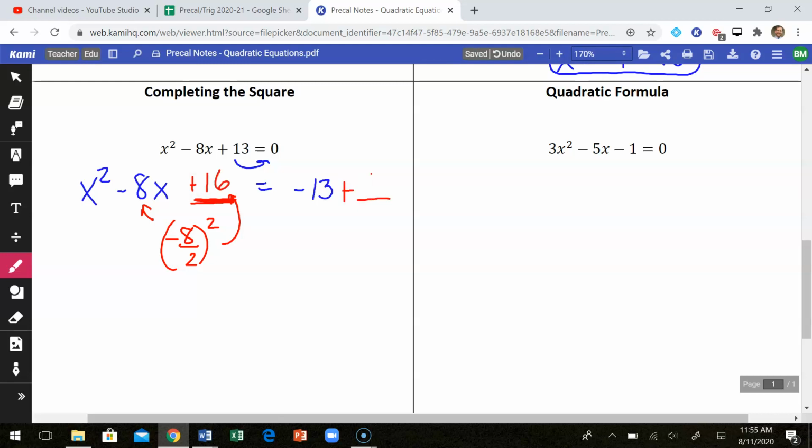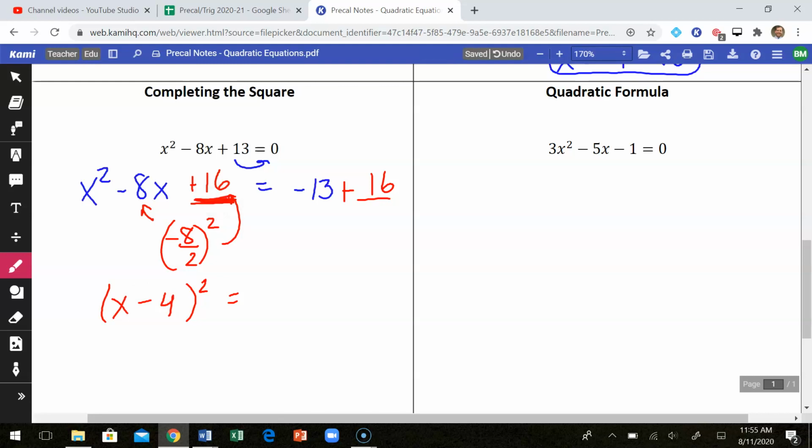Now I also need to add that to the right side of the equation so that I'm not changing the value. I'm going to add the same thing to both sides. The reason you do that, again, is so that the left side of the equation factors into the same thing twice. Okay, so that means it's a perfect square trinomial. So the left side, what multiplies to positive 16 and adds to negative 8, is negative 4 twice. x minus 4, x minus 4.